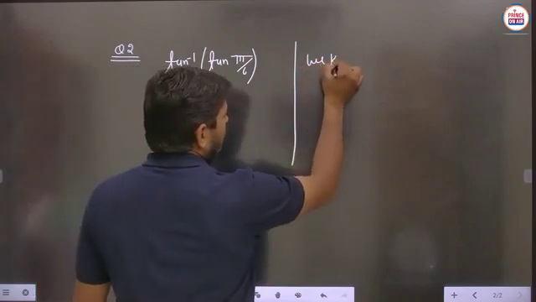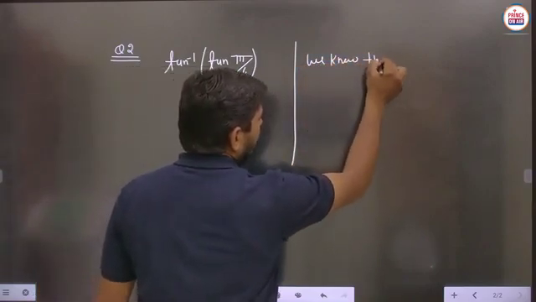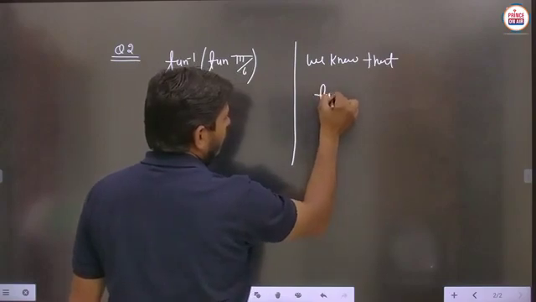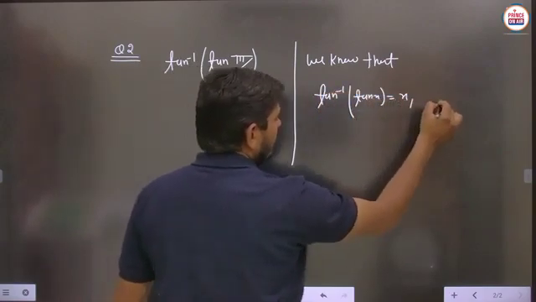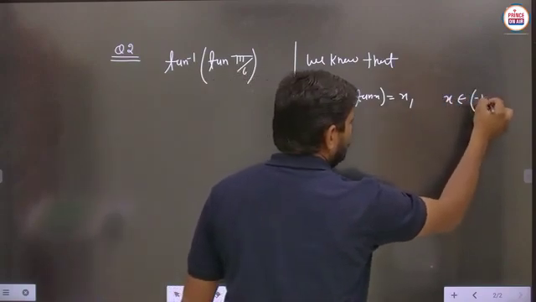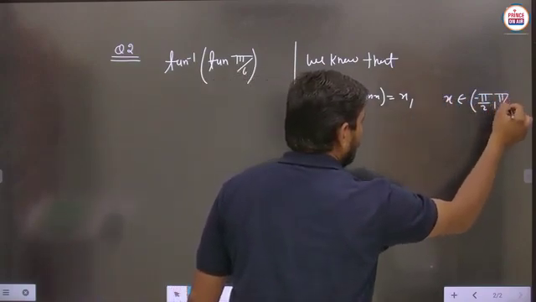So in this case we know that tan inverse of tan x will become x, but only when x belongs to minus pi by 2 to plus pi by 2.